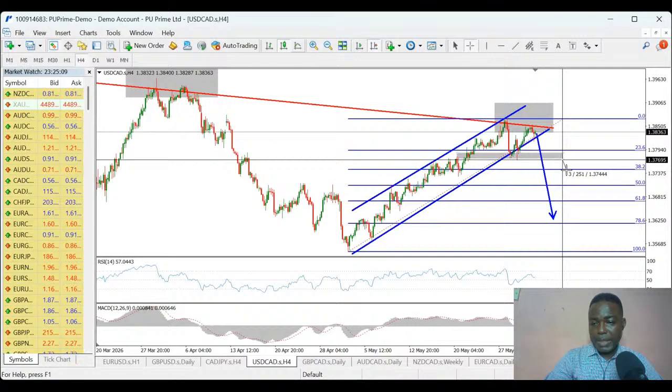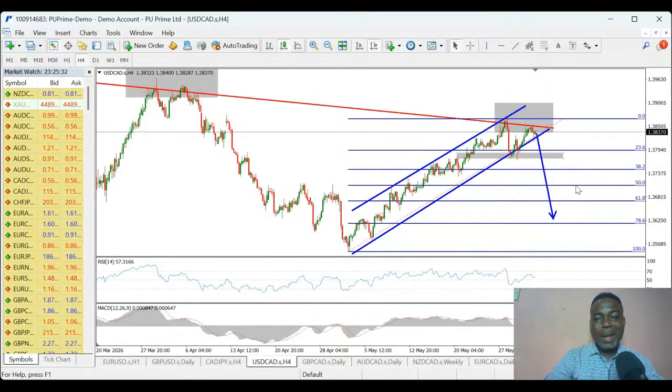So Fibonacci 38.2 actually can give as much as roughly 20 pips. Fibonacci 50 can give as much as 60 pips. Fibonacci 61.8 can give as much as 99, that's approximately 100 pips. And if the volatility is really strong, Fibonacci 78.6 can give as much as 153 pips. So we are very, very bearish on the USD card.